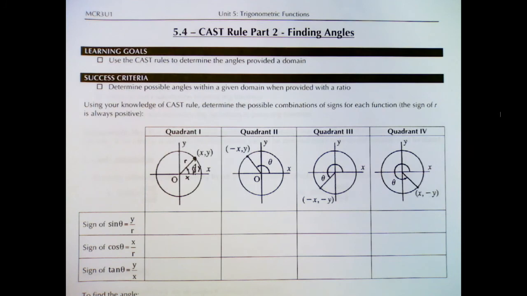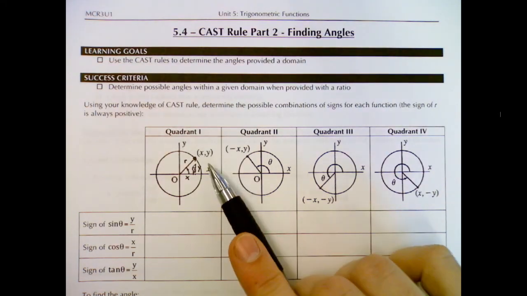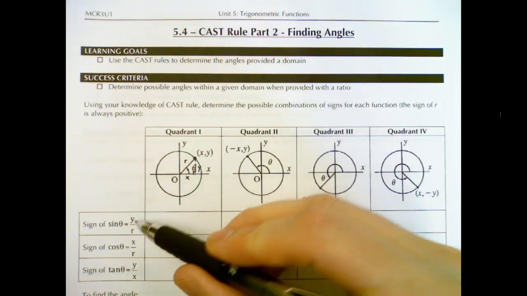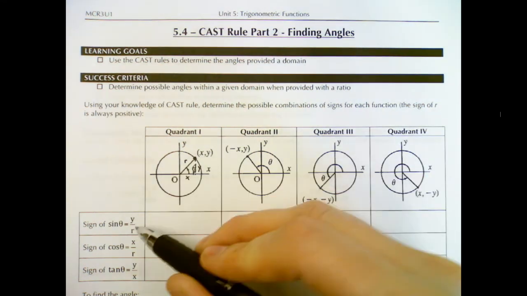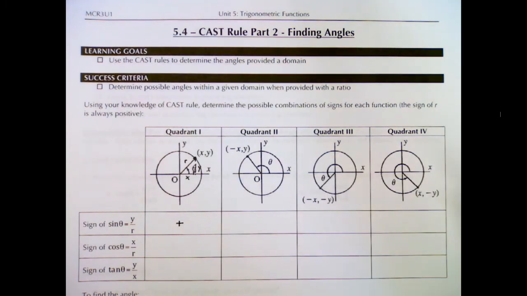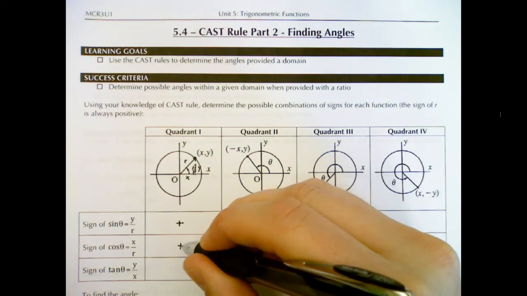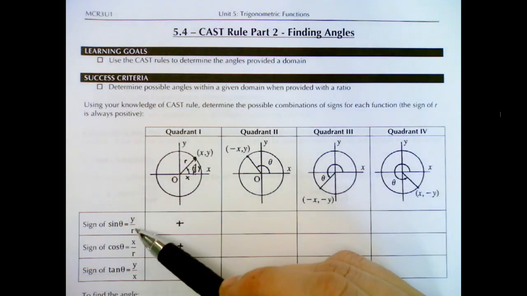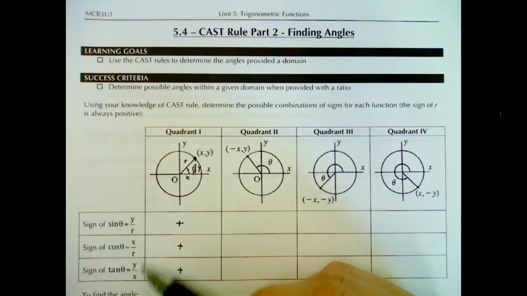So to review, if we're talking about the first quadrant, x, y, and r would all be positive. So if we had a positive divided by a positive, or y divided by r, we get a positive ratio for sine in the first quadrant. Same as cos, same as tan. Because in quadrant 1, x, y, and r are all positive, so the only way to get a ratio is a positive ratio.